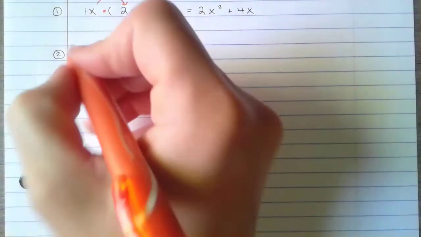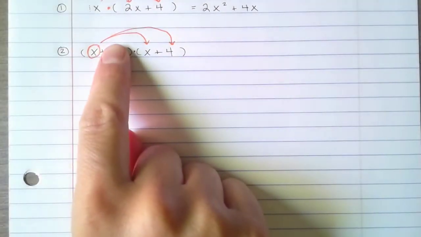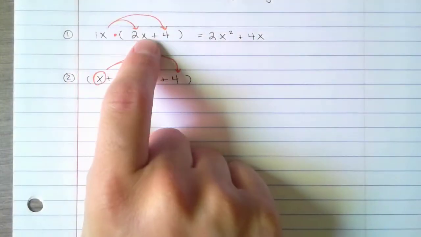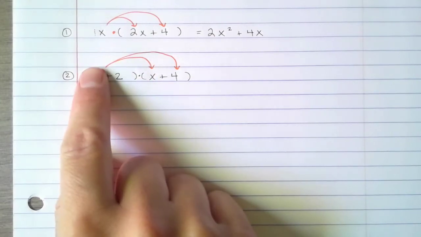But here's the deal. You need to multiply the x into both terms. Both terms. You're going to completely ignore that 2, and you're going to distribute the x just like how we did up here. We distributed that x, and we were done. But this time there's just going to be a second part to it.